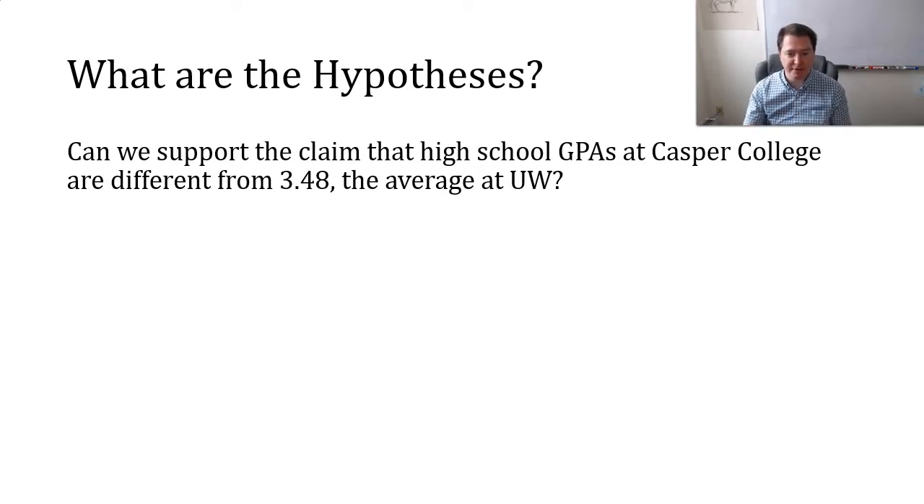So first off, the two main ideas I have here are that the mean either is 3.48 or it's different from it. Right? Those are my two claims really. So I've been given the claim, is Casper College mean different from 3.48? And the competing claim would be that it's not different, in other words, the same, right? And we're told, can we support the claim that it's different?